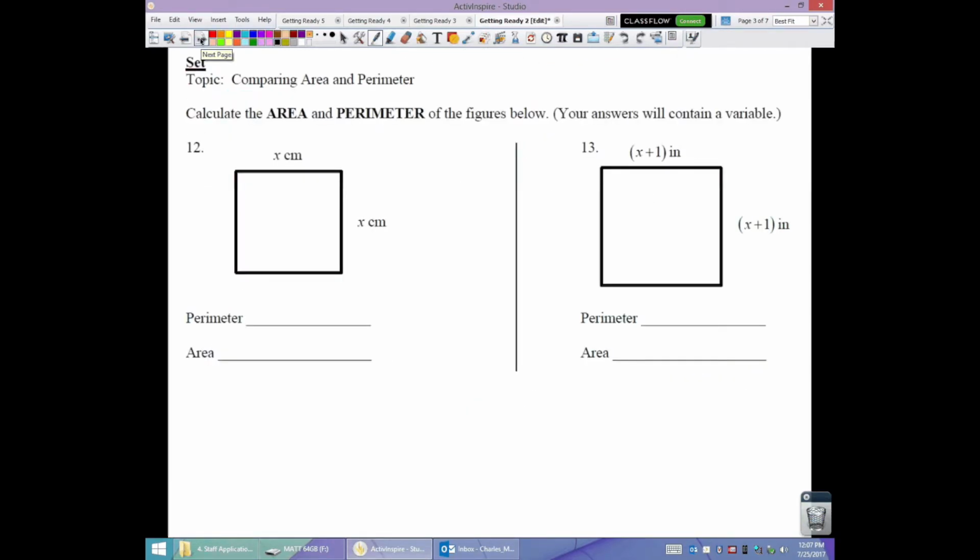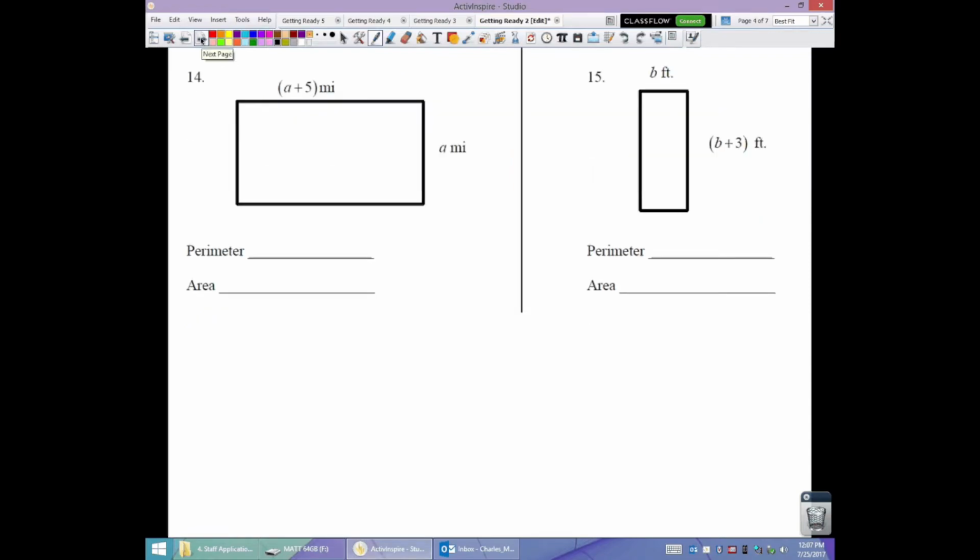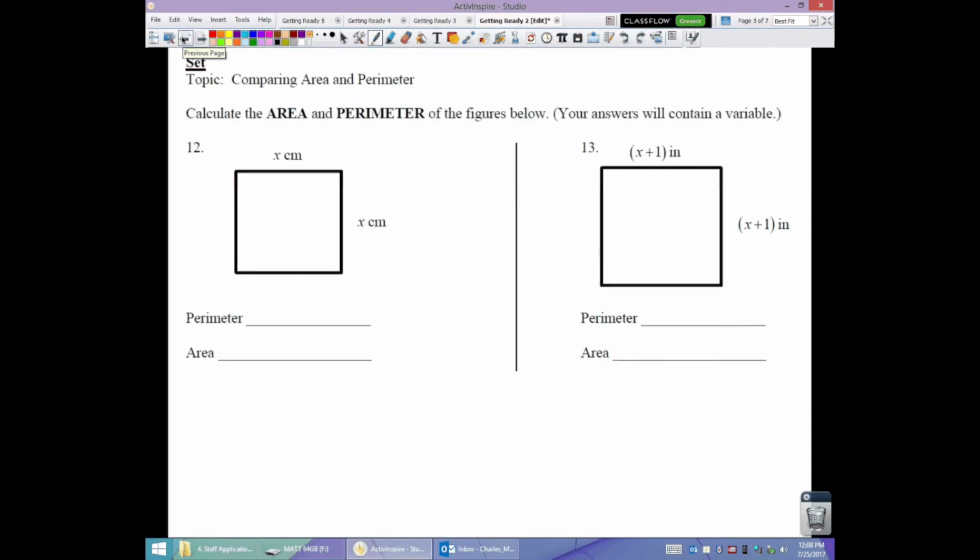All right, turning the page, we're looking at some rectangular shapes. Are they all squares? No, they are some type of rectangle, including squares. So we need to refresh our memory.